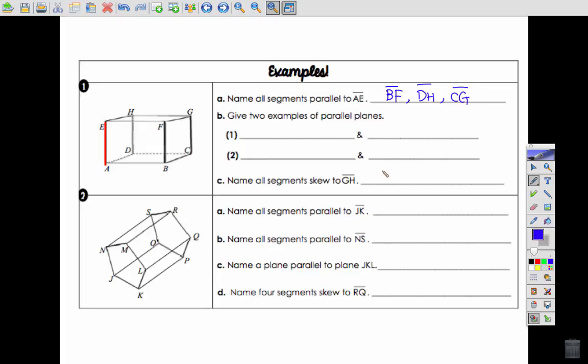Next, give two examples of parallel planes. So that's easy. I have plane ABF and plane DCG, right? I have plane ADH, parallel to plane BCG.